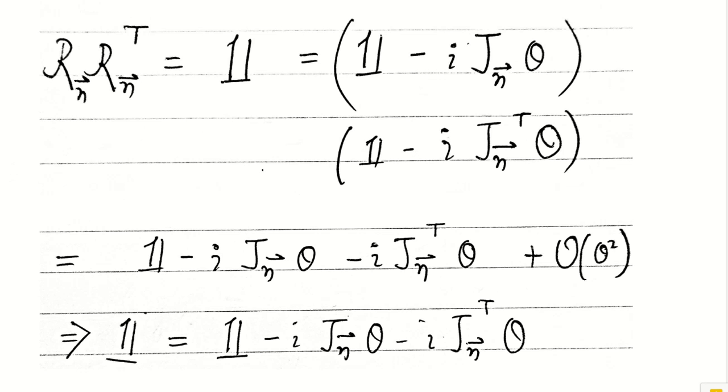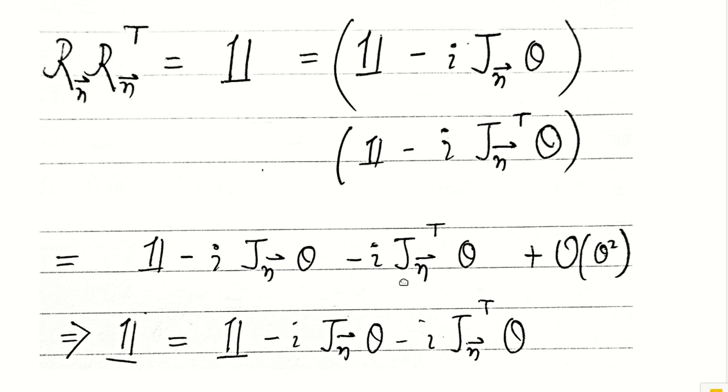If I expand this right-hand side, I will get four terms: the identity, minus these two terms, which are this into identity and this into identity, and the fourth term will be this term into this term, which is of order theta square. Under the assumption that theta is infinitesimal, I can neglect this. So this whole thing is equal to the identity.